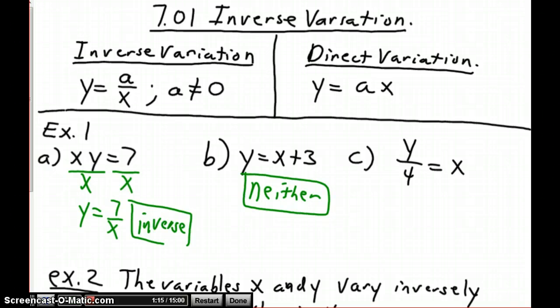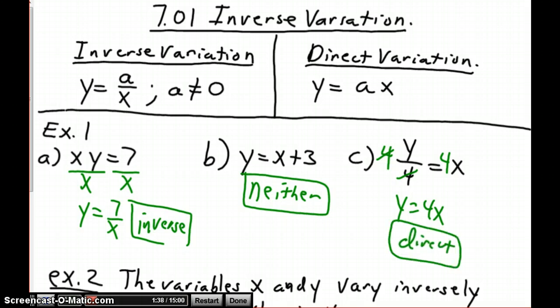All right, now go to C. y over 4 equals x. So what do you have to do to get the y by itself? Multiply by 4, exactly. So multiply this by 4, multiply this by 4. The 4's cancel, right? You get y equals 4x. Now look at the top. Which one is this? This is direct variation. That's how easy this is. All right, so that's how to do the first part. Easy, easy. Let's go to the second part now.